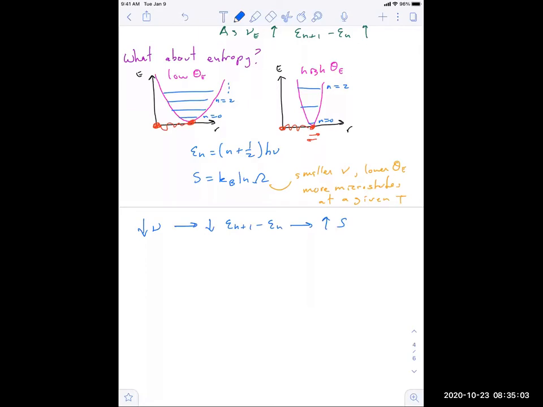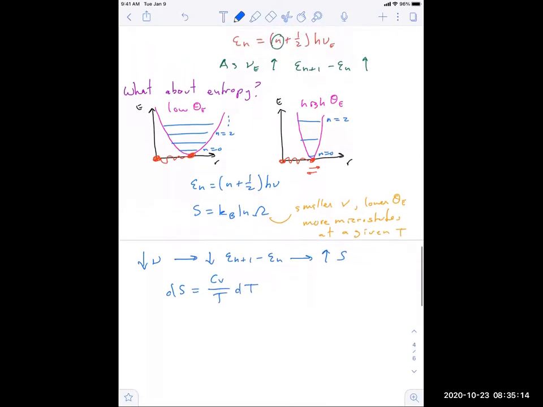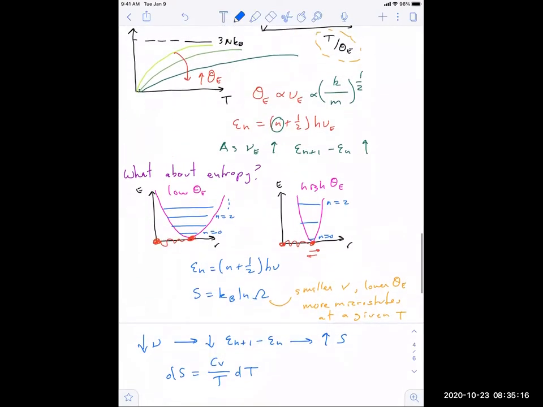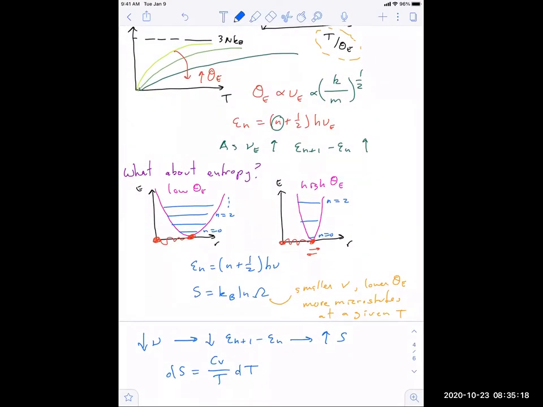And you can also get to the similar result thinking about how the entropy and specific heat are related. So we know kind of from what I showed above that if we have a softer material, we're getting to a higher specific heat at a given temperature.